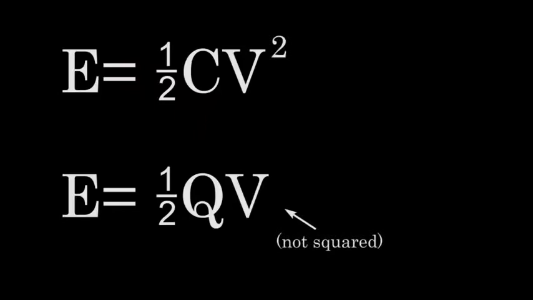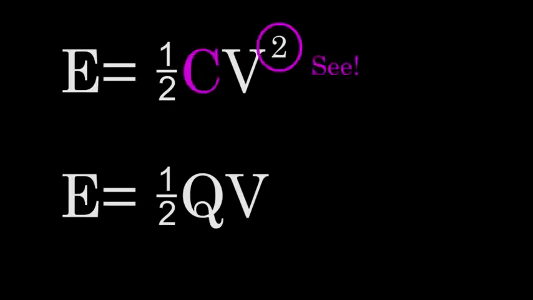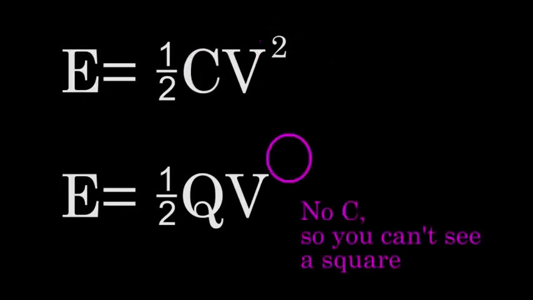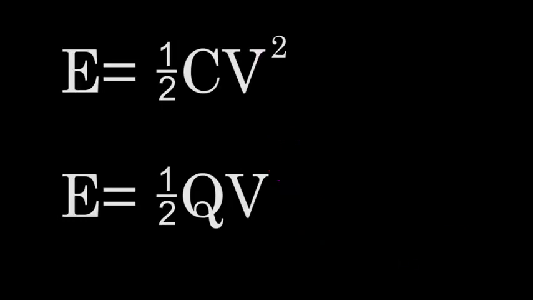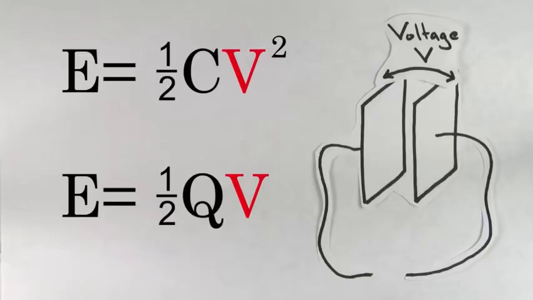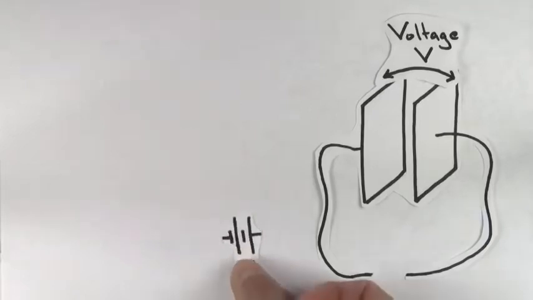I used to have trouble remembering which is which, but here's how I remember now. If you use the formula with the C in it, then you can see the V squared. And if you use the formula that doesn't have the C in it, then you can't see the V squared. So these are the two formulas for the energy stored in a capacitor. But you have to be careful. The voltage V in these formulas refers to the voltage across the capacitor. It's not necessarily the voltage of the battery in the problem.